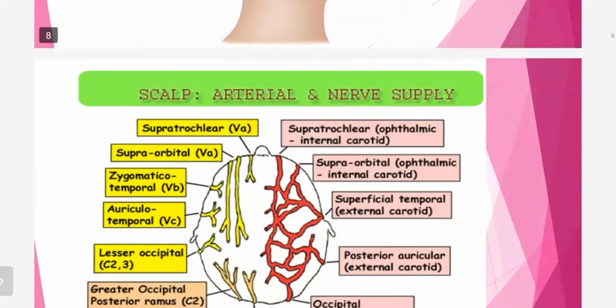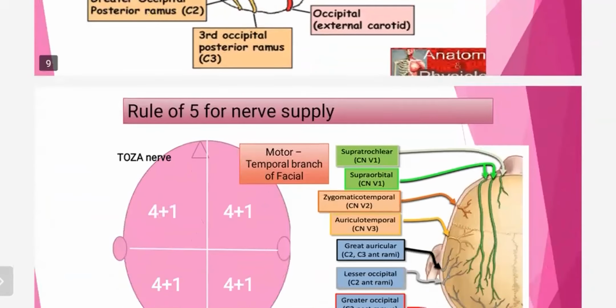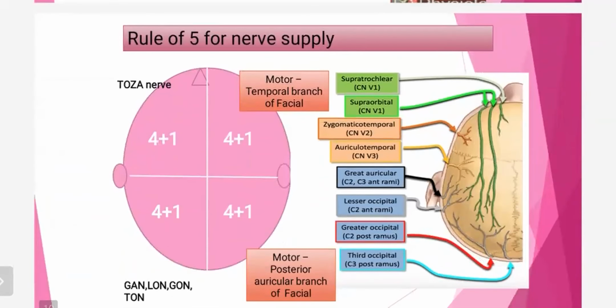And this is the arterial and nerve supply. So this is very essential to know the rich blood supply of the cranial vault. As we know, when even a very little injury happens in the scalp, profuse bleeding will happen.